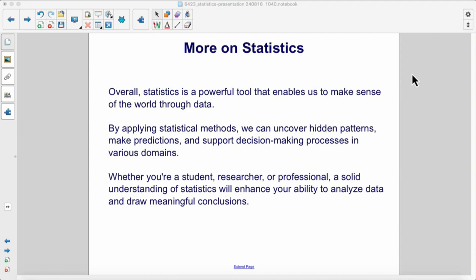Overall, statistics is a powerful tool that enables us to make sense of the world through data. By applying statistical methods, we can uncover hidden patterns, make predictions, and support decision-making processes in various domains. Whether you're a student, researcher, or professional, a solid understanding of statistics will enhance your ability to analyze data and draw meaningful conclusions.